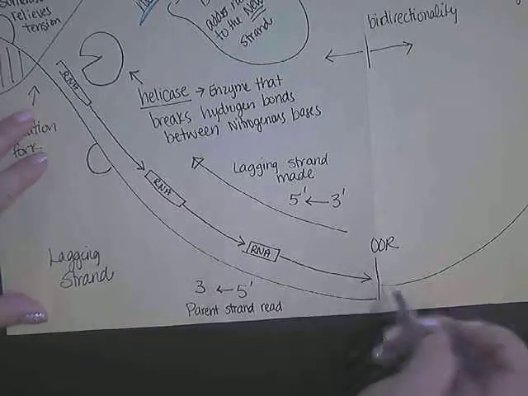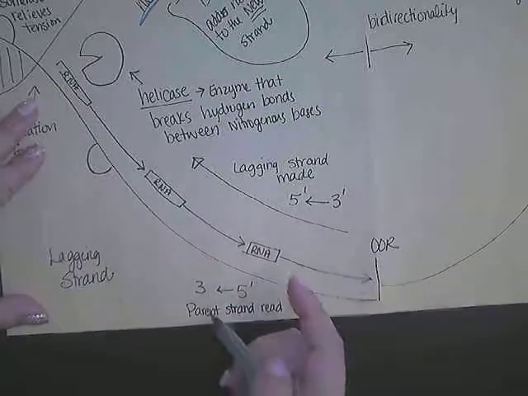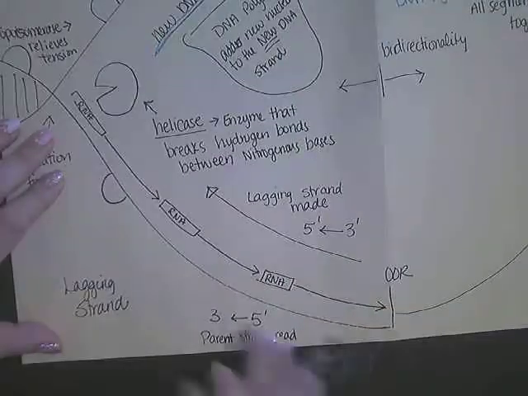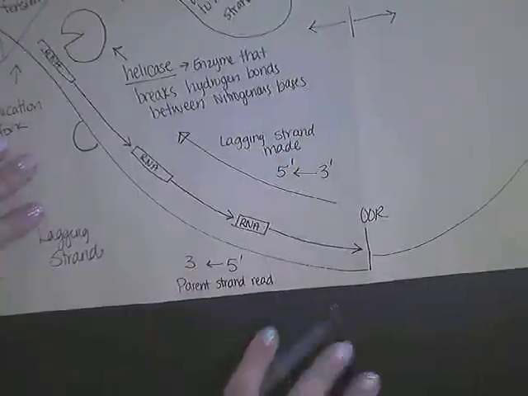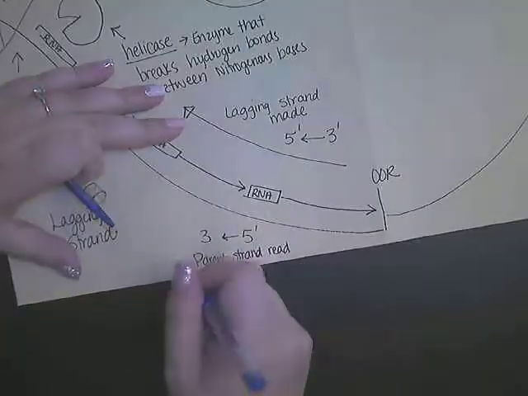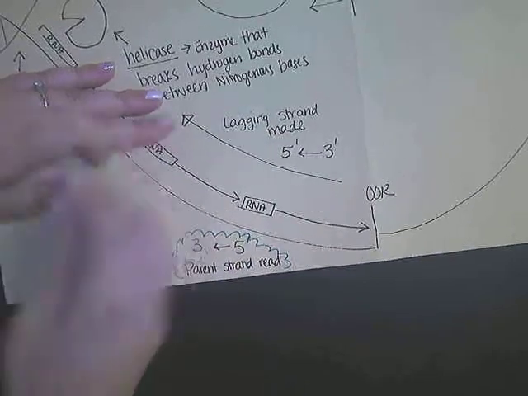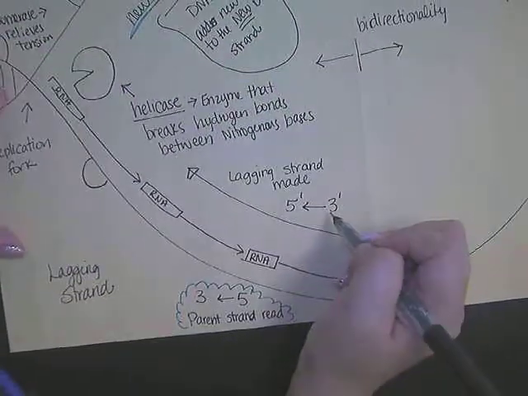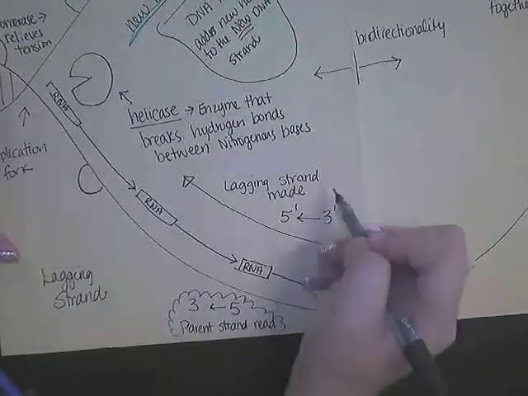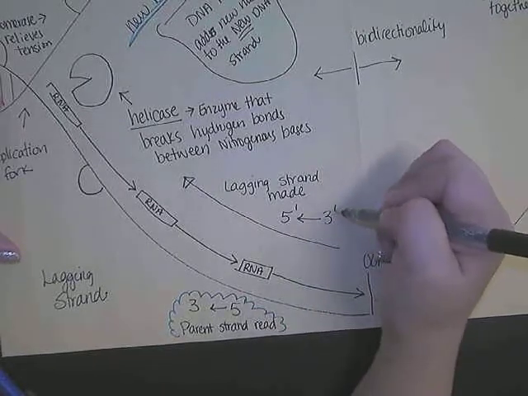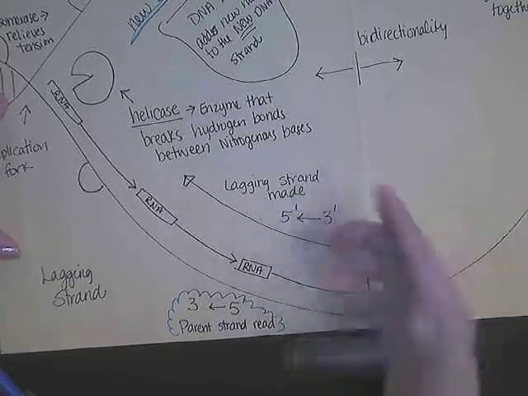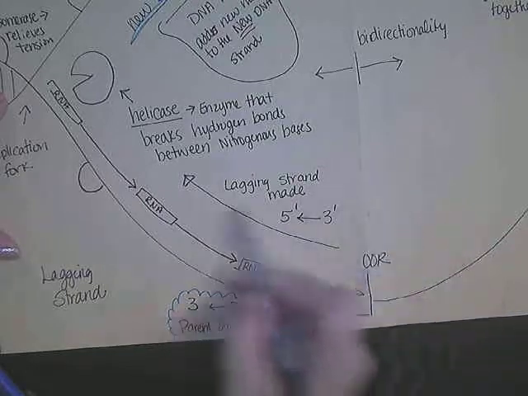So going from the origin of replication, this strand is anti-parallel to this top strand. That's our parent strand. So in this case, our parent strand is running in the 5 to 3 direction. As a result of this, when we make the lagging strand, our lagging strand will be made in the 3 to 5 direction from the origin of replication towards the fork.